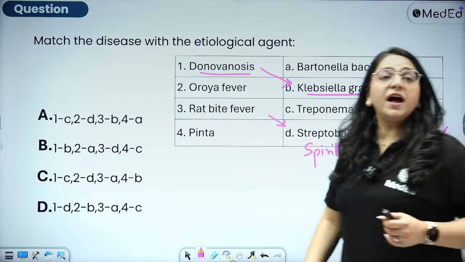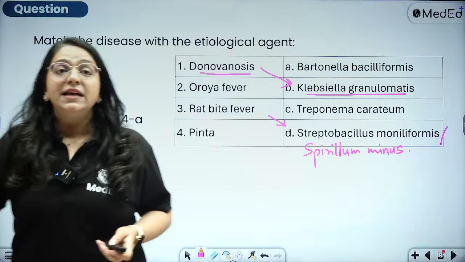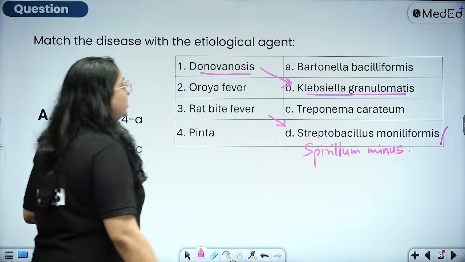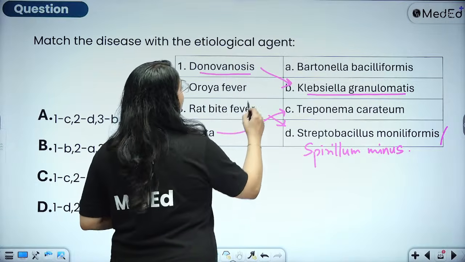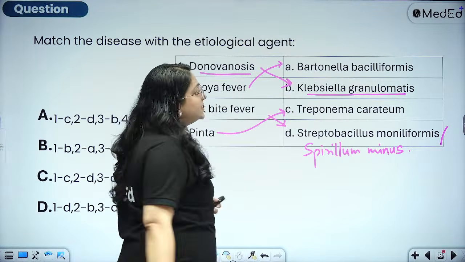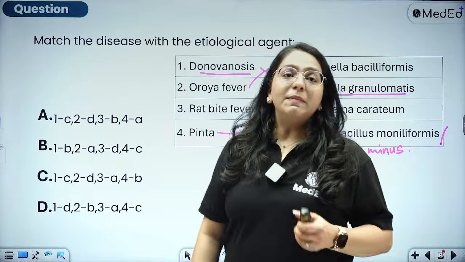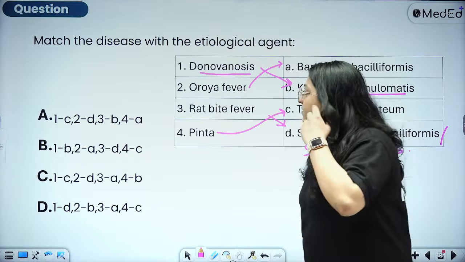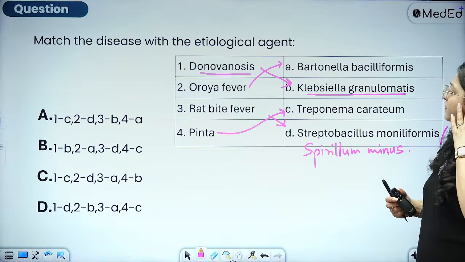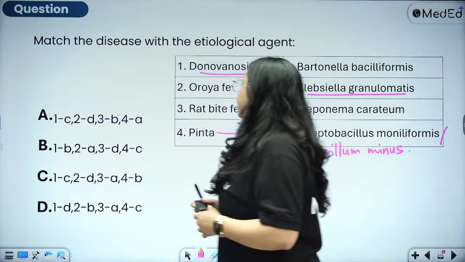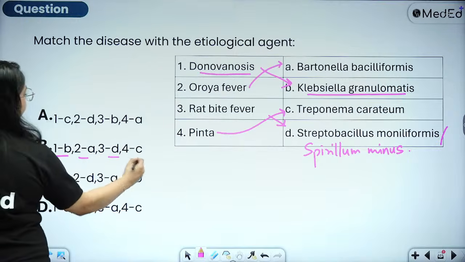Pinta, yaws, endemic syphilis, these are all agents of Treponema. So Pinta is Treponema carateum, and Oroya fever, also called Carrion's disease, is Bartonella bacilliformis, which is an angiomatosis kind of a disease. So 1B, 2A, 3D and 4C.